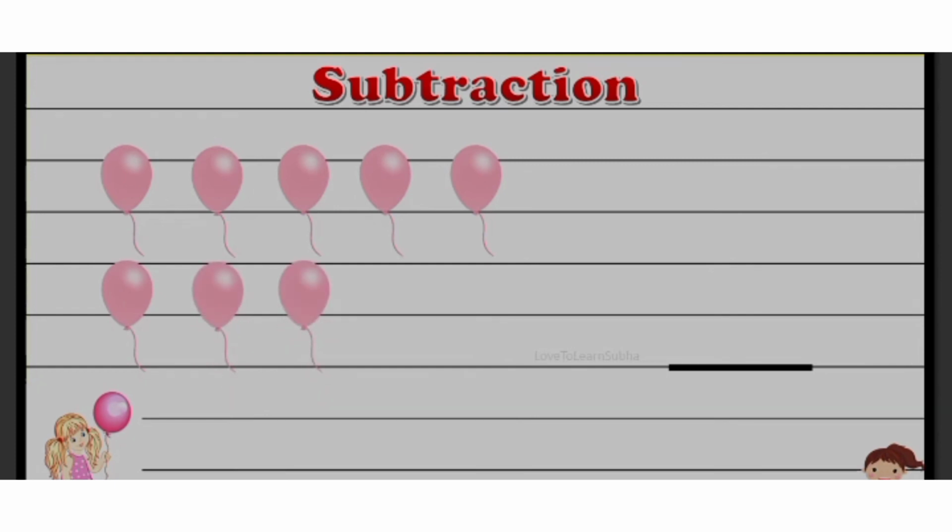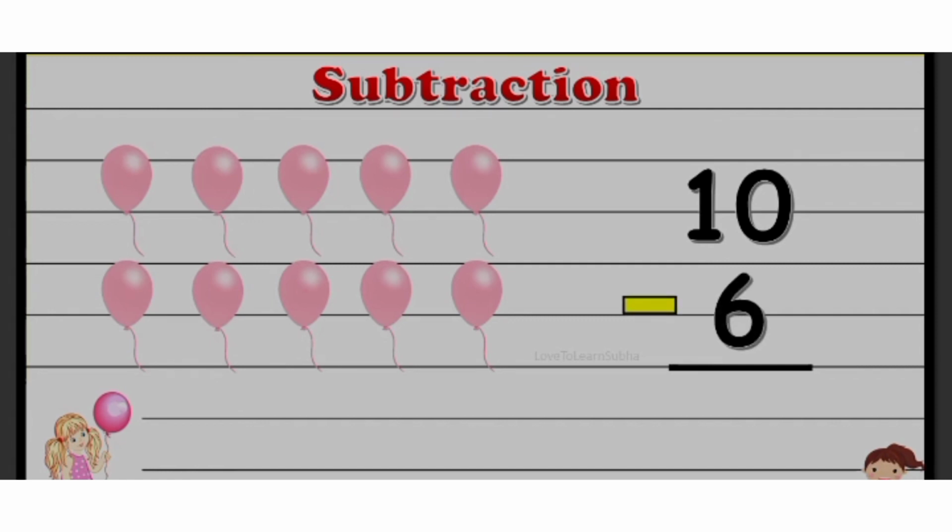So we have a total of 10 balloons. Let us assume 6 of the balloons flew away. So we are subtracting 6. So 1, 2, 3, 4, 5, 6.